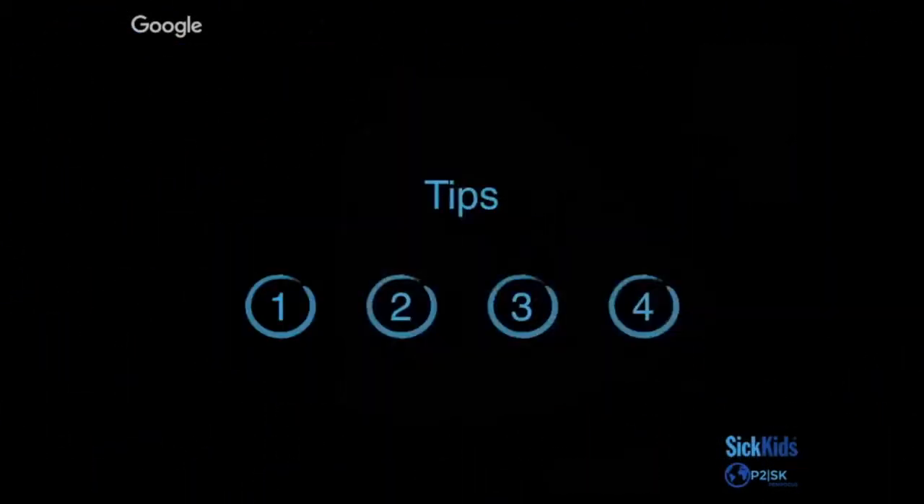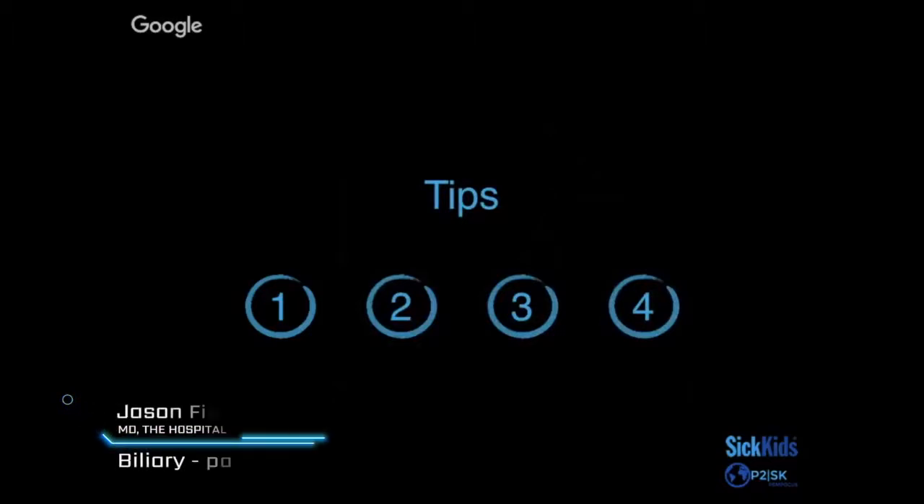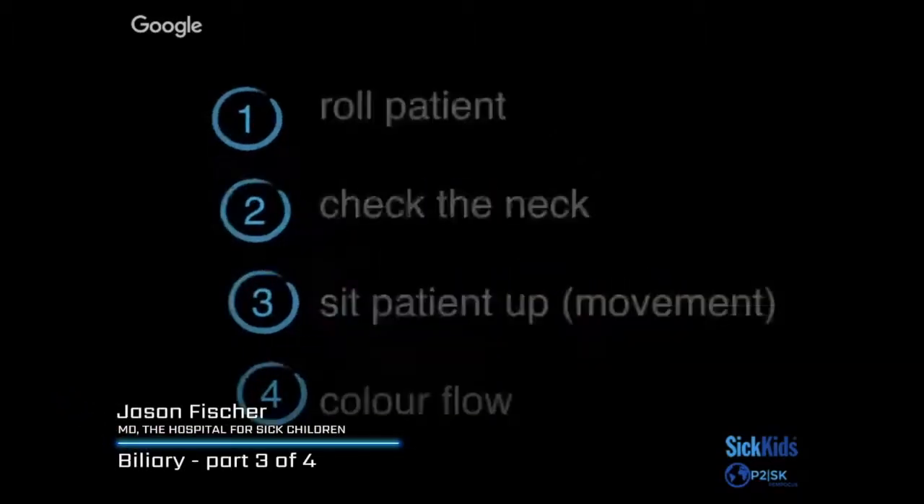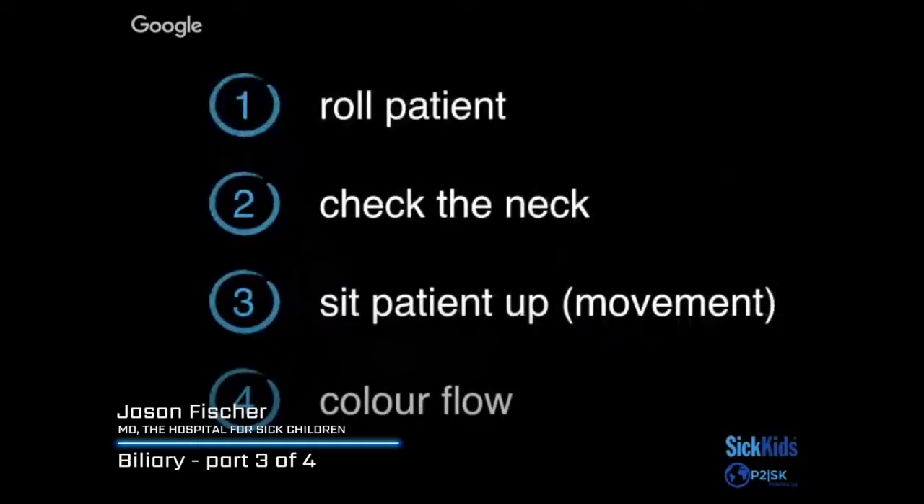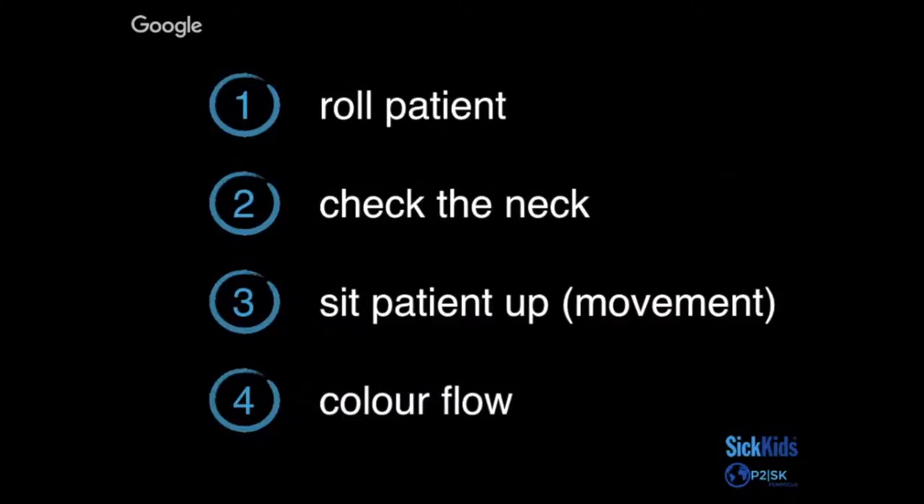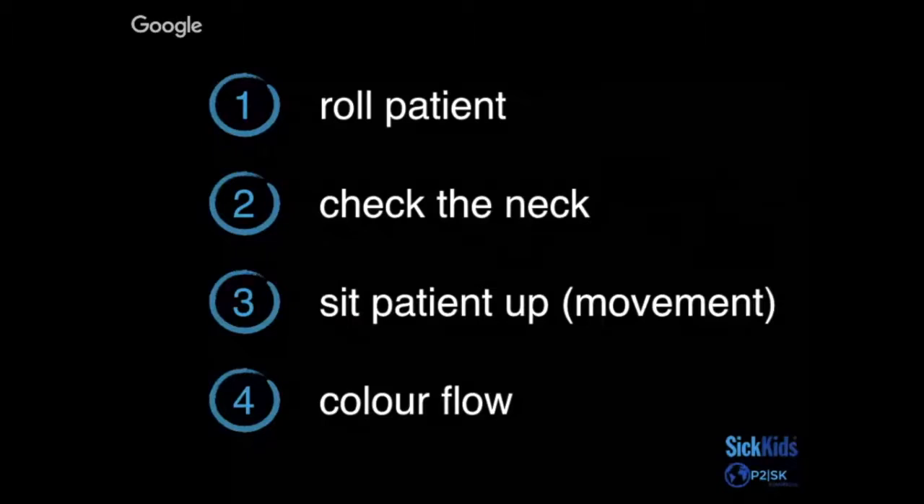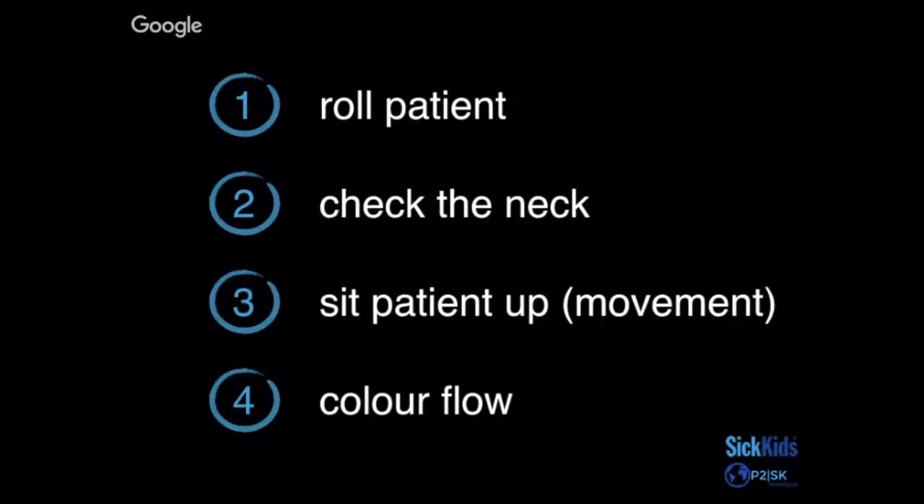So what are some tips for getting good images on patients? The first is really to roll the patient. What side do we want to roll the patient onto in order to optimize our view? Right. Actually we want to move them onto their left, because by rolling them into the left supine, it kind of pushes the gallbladder, falls forward and becomes more anterior.